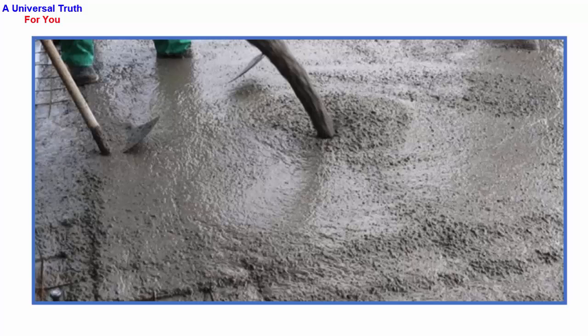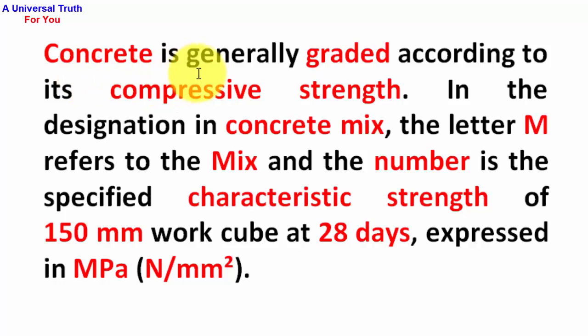This is the picture of concrete. Concrete is generally graded according to its compressive strength. In the designation of concrete mix, the letter M refers to the mix and the number is the specified characteristic strength of a 150 mm work cube at 28 days, expressed in megapascal, and the other unit is Newton per mm square.